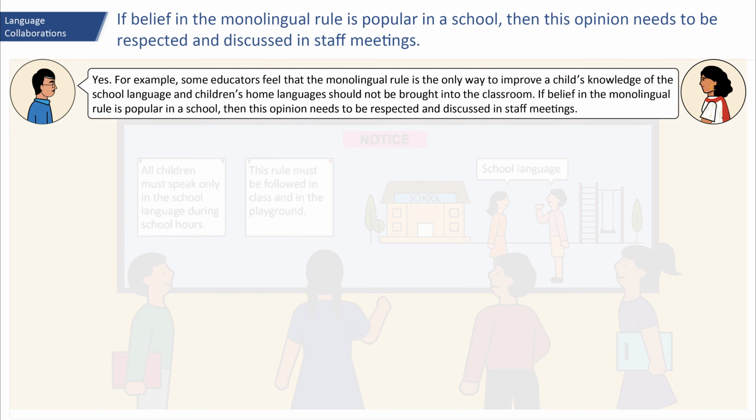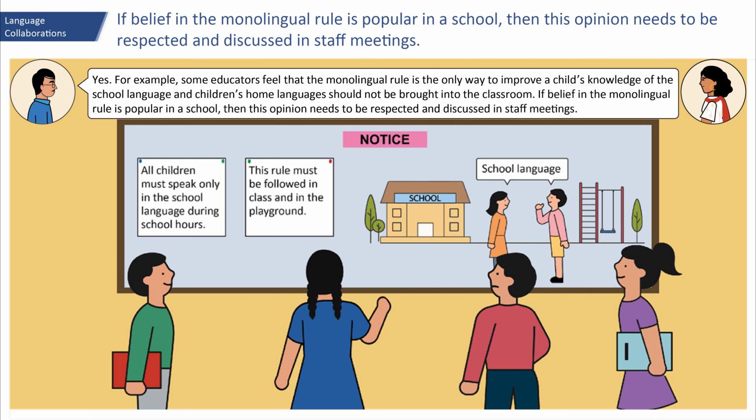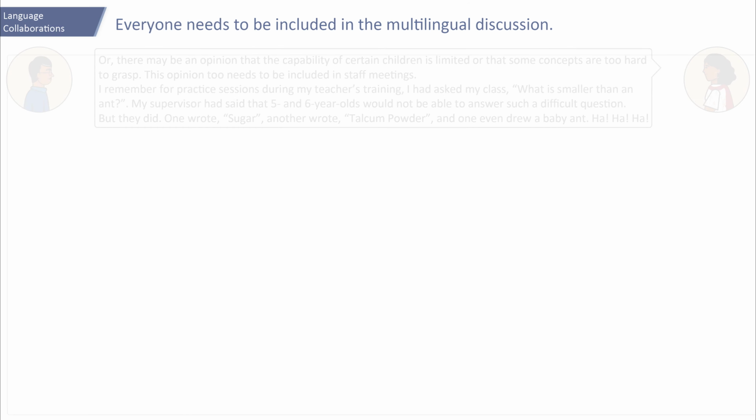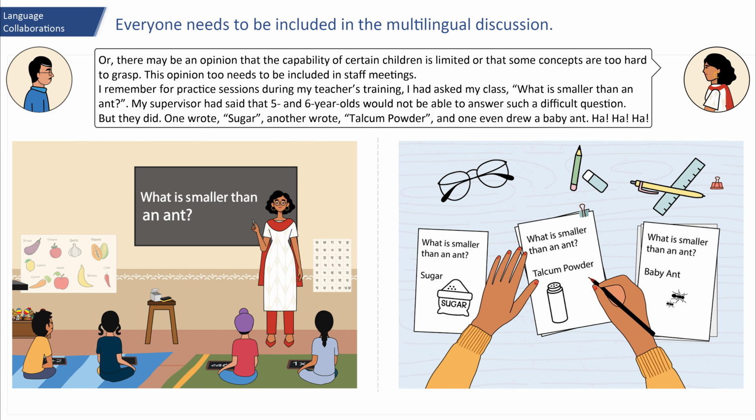Yes. For example, some educators feel that the monolingual rule is the only way to improve a child's knowledge of the school language, and children's home languages should not be brought into the classroom. If belief in the monolingual rule is popular in a school, then this opinion needs to be respected and discussed in staff meetings. Or there may be an opinion that the capability of certain children is limited or that some concepts are too hard to grasp. This opinion too needs to be included in staff meetings.